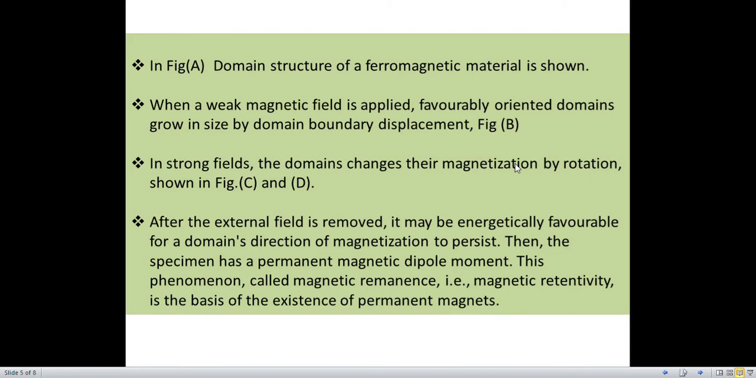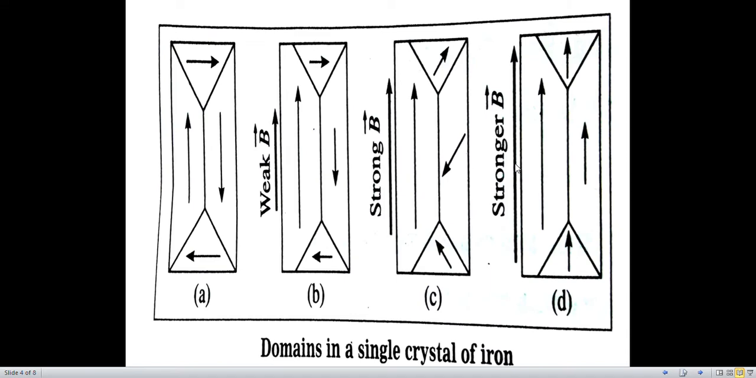And this phenomenon which produces a permanent magnetization in a demagnetized material is termed as magnetic remanence or magnetic retentivity. It is clear from this figure that earlier we have a ferromagnetic material which has domains oriented in random directions, and by the application of a strong magnetic field, the random directions of domains change in such a way that now they are parallel to the external magnetic field. So we have changed our material from a demagnetized state to a magnetized state, and this will remain even after the removal of the external magnetic field.